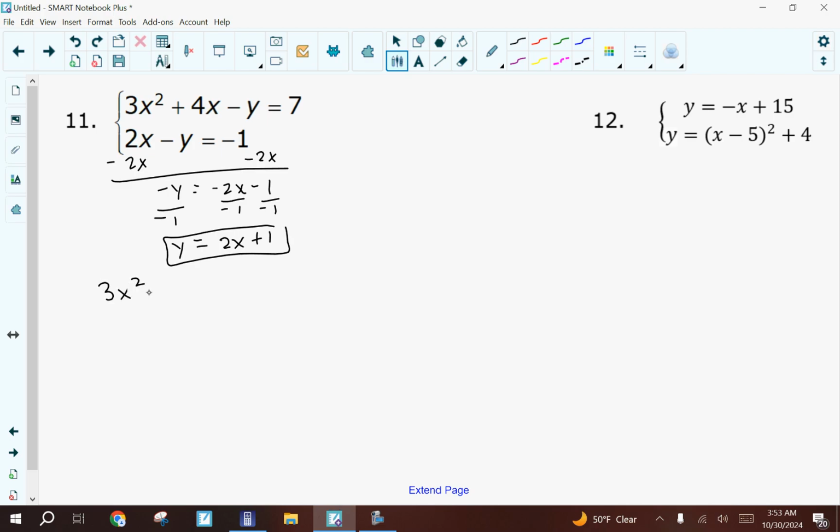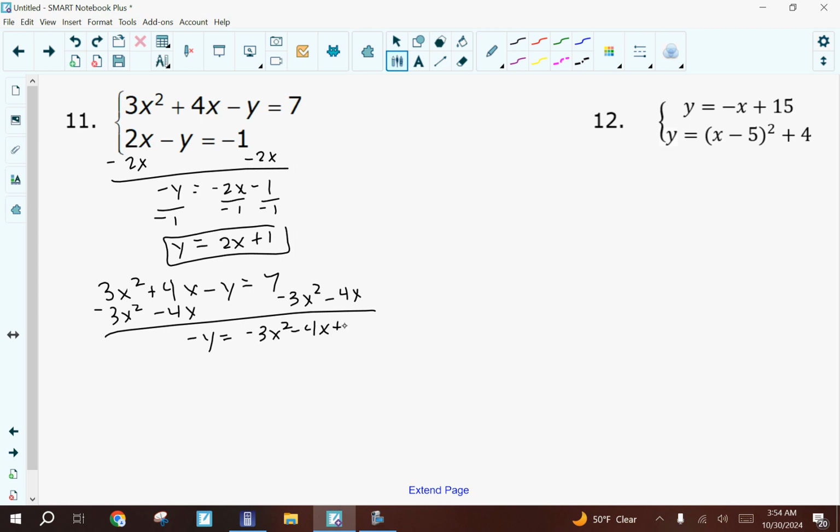So 3x squared plus 4x minus y equals 7. Subtract 3x squared. Subtract 4x. So I get -y equals -3x squared minus 4x plus 7. Then I divide by -1, and that just flips all the signs. So y equals 3x squared plus 4x minus 7. So there's my two y equals.